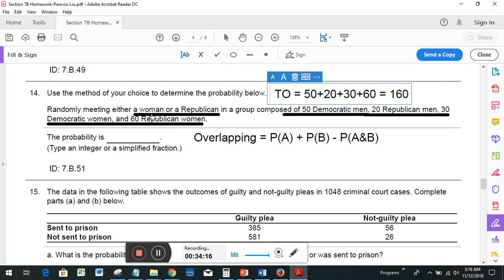So our first event is the probability of just women. In this case, we're going to add up all of the women and put it out of 160.